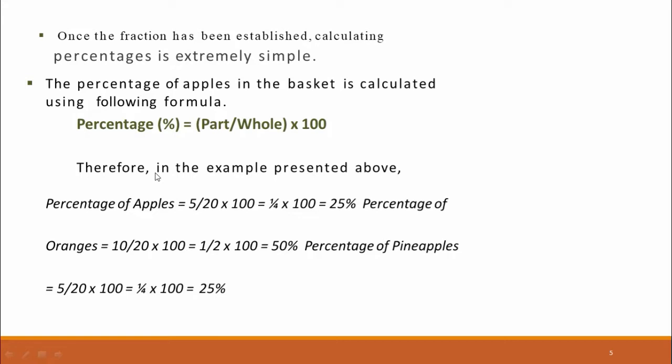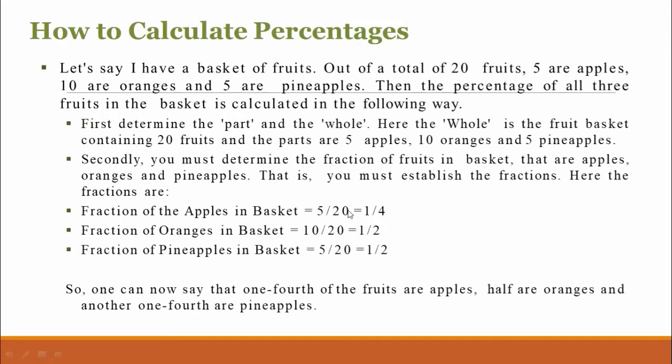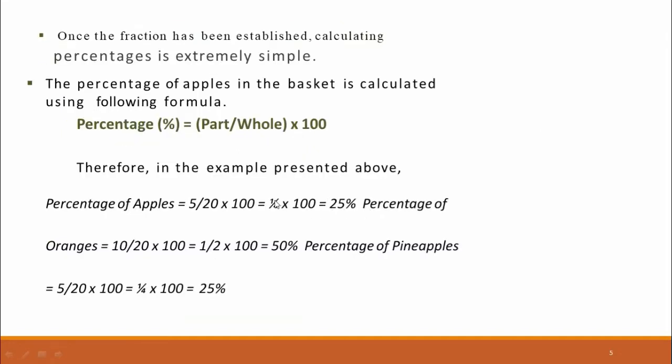So therefore, in our example, the percentage of the apple: part is 5, whole total is 20, multiplied by 100. After simplification, we obtain 5 by 20 equal to 1 over 4. In the previous slide, you see here 5 by 20 is equal to 1 over 4. 1 over 4 multiplied by 100 is equal to 25%.